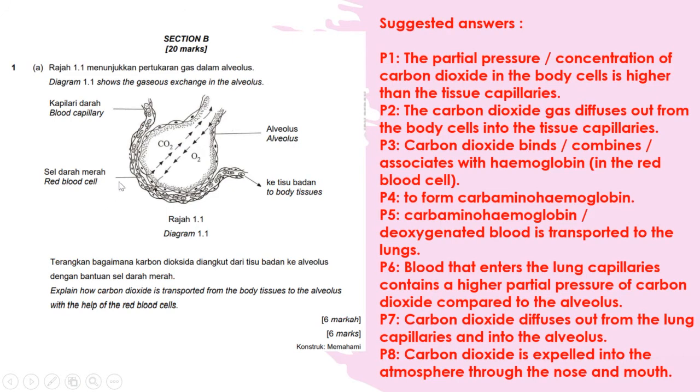Now we go to section B. Section B, 20 marks. That is an essay question. We go to question 1A. Diagram 1.1 shows the gases exchange in the alveolus. So this refers to the stimulus given to you. This refers to the alveolus, and this refers to the blood capillary. We can see here the carbon dioxide diffuses from the blood capillary into the alveolus.